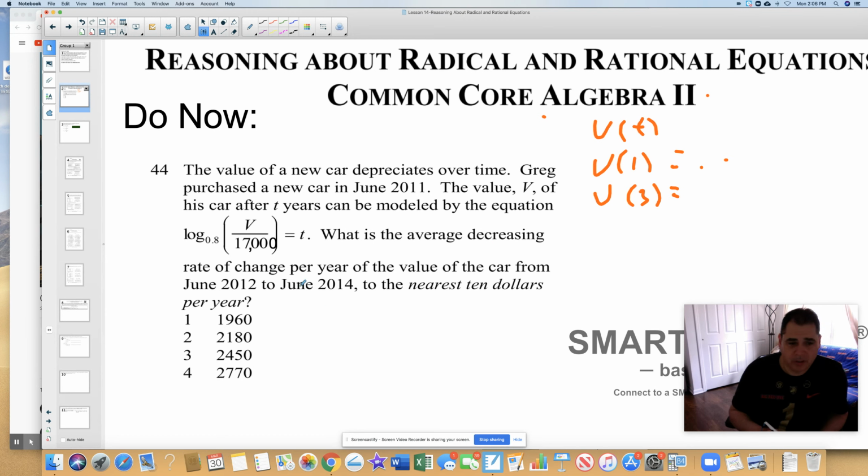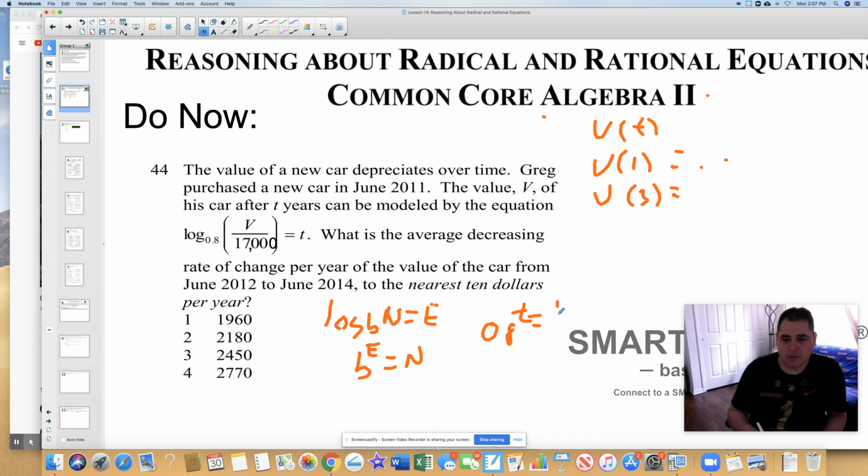So how do you convert log to exponential? You have to go to your old friend, Benny form. Log base b of n is equal to e. That converts to b to the e equals n. So when you convert this, you get 0.8 to the t is equal to V over 17,000. Cross multiply, so you get 17,000 times 0.8 raised to the t equals V. Now you can plug 1 in for t, plug 3 in for t, and get your answers.